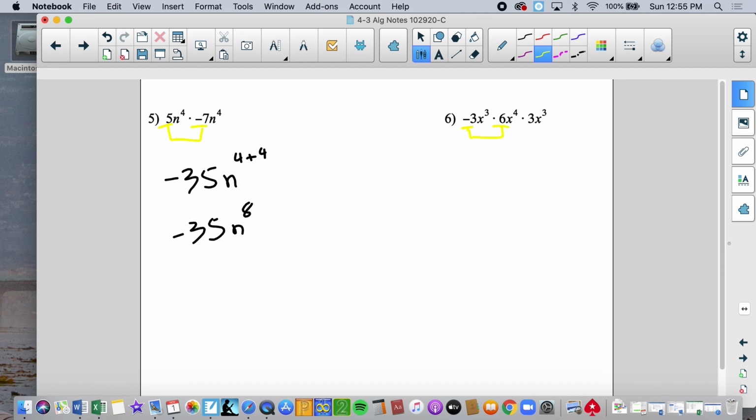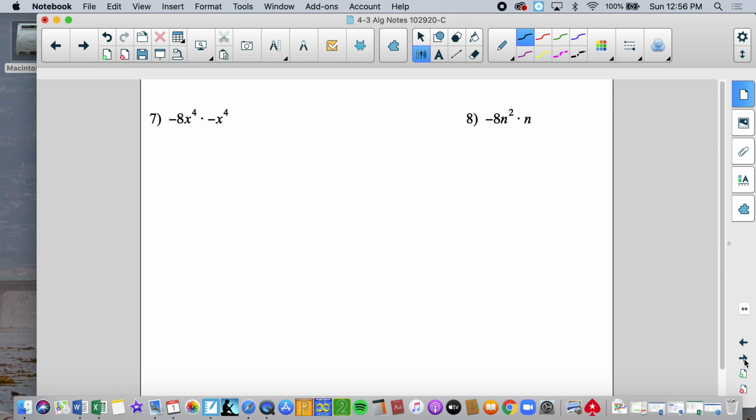Negative 3 times 6 times positive 3. I'm going to multiply negative 3 times 3 first. Gives me negative 9 times 6 is negative 54. Then I have x to the 3rd times x to the 4th times x to the 3rd, which gives me x to the 3 plus 4 plus 3, which final answer is negative 54, x to the 10th.